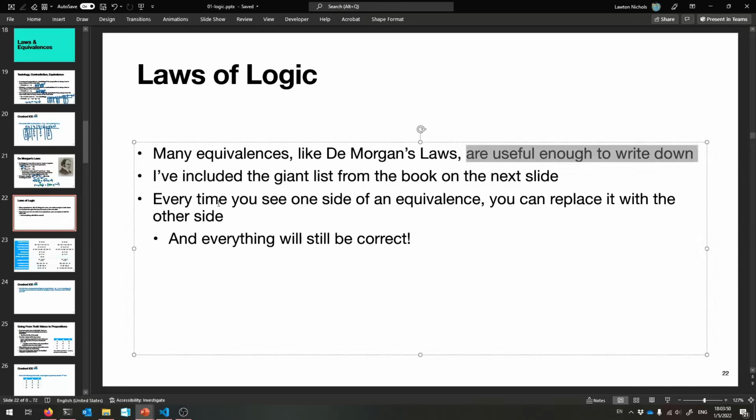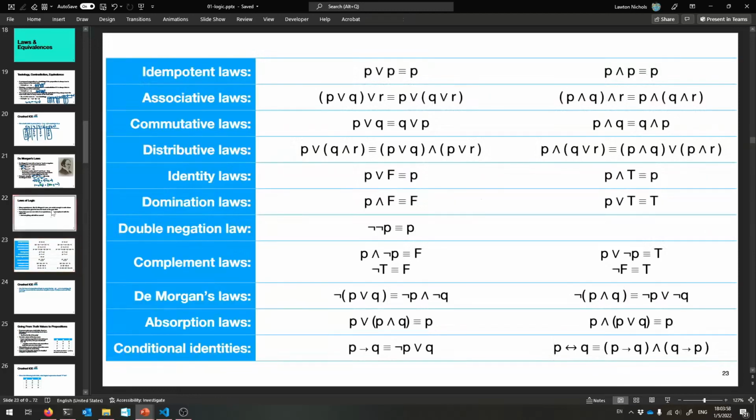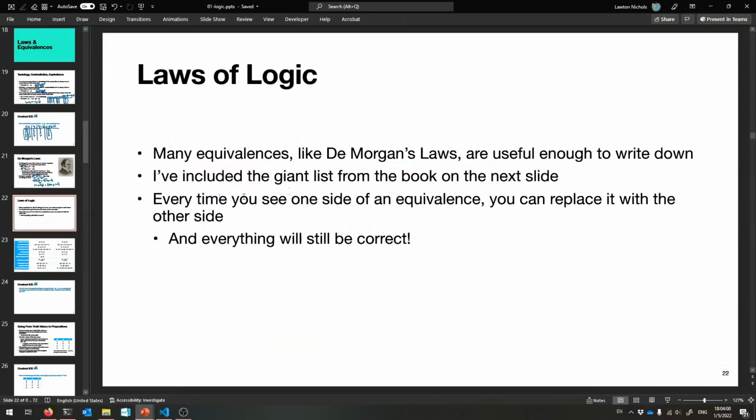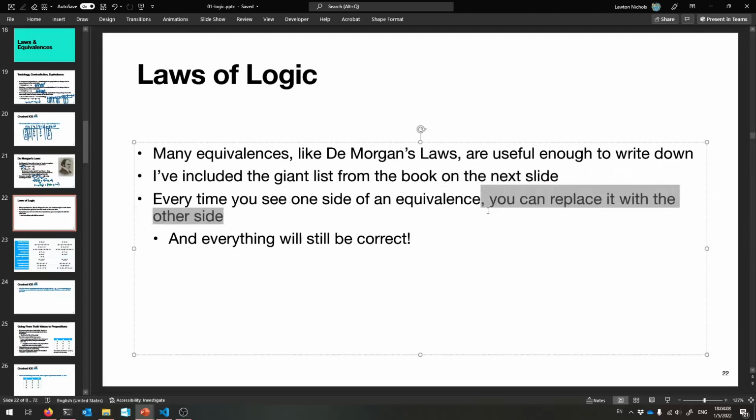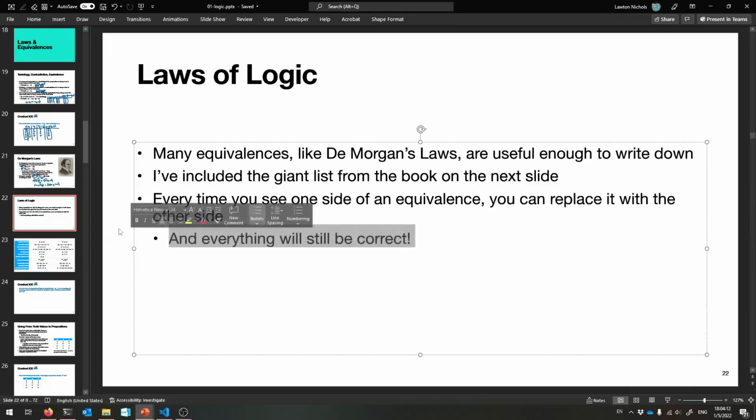So there's a big table in your book, and I copied that into these slides, and we'll talk about them. Here's a giant slide that we'll get to in a second. But the idea is every time you see one side of an equivalence, you can replace it with the other side because they're the same. Everything will still be correct. Everything will still have the same output because they are equivalent statements. We like to make things simpler.